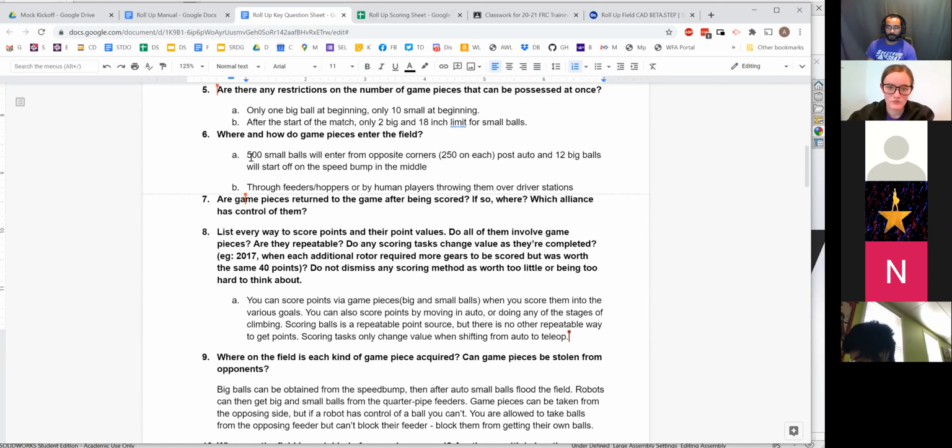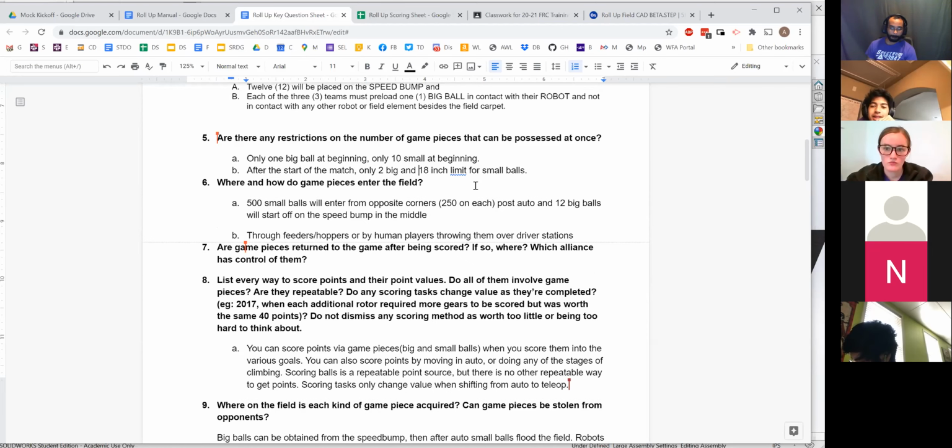Okay, so where and how are game pieces on the field? Wait, hold on. Oh, sorry, what's up? Is 18 inches from the ground or in the robot? From the carpet. Okay, just wondering. Yeah, so there are all sorts of weird implications of that, right? Like, do you pull other things out of that space so you can store more balls there? There are all sorts of weird potential implications of that idea.